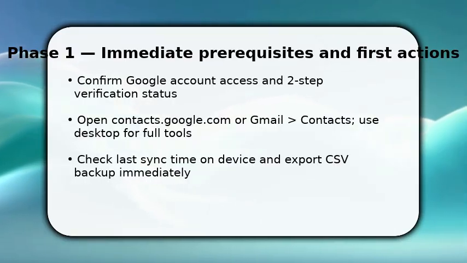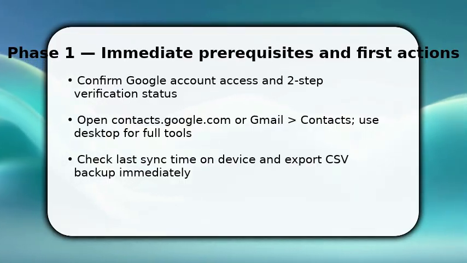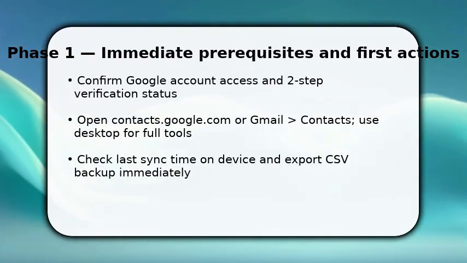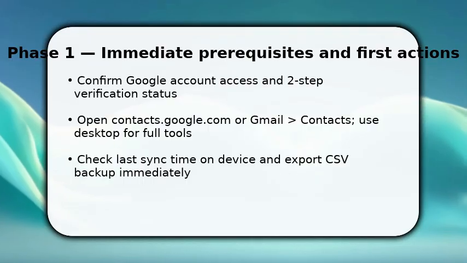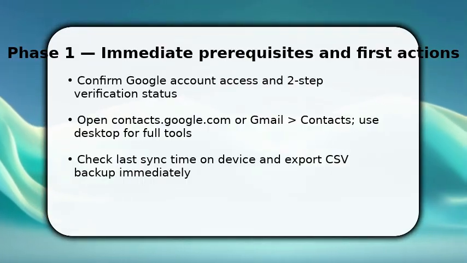Export a CSV backup now because you'll revert or compare later. Make sure the device that originally held contacts is nearby and note the last sync time. This helps pick the right restore point. Start with export. It's fast and prevents further data loss.